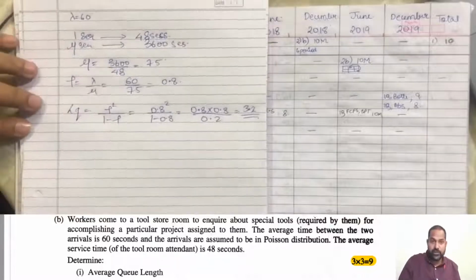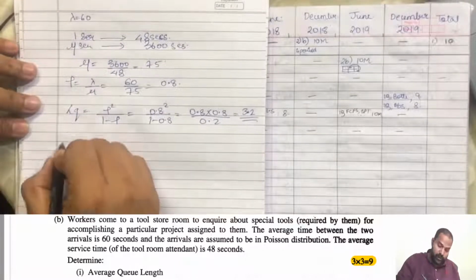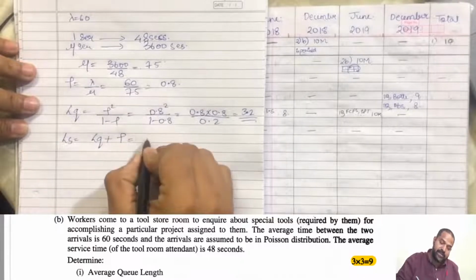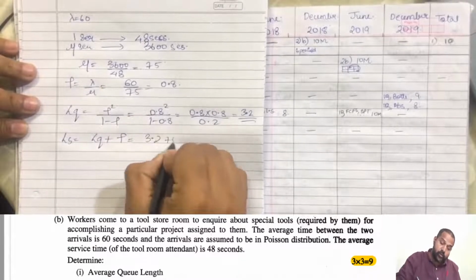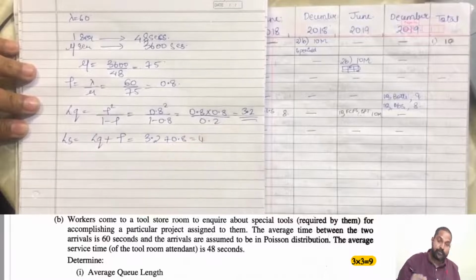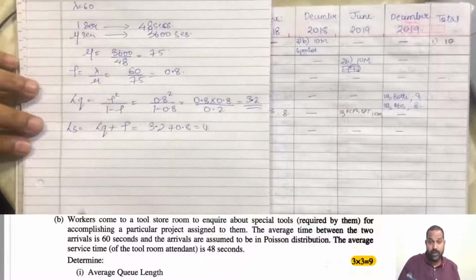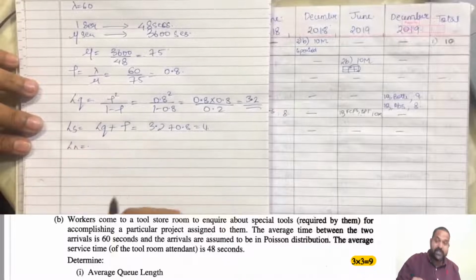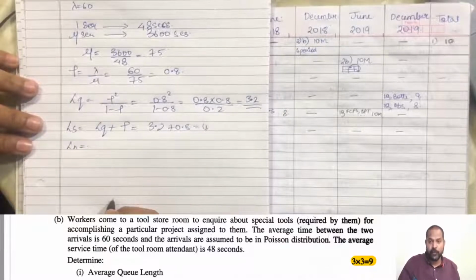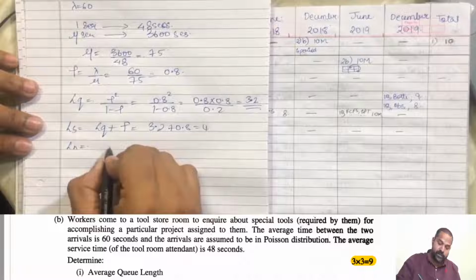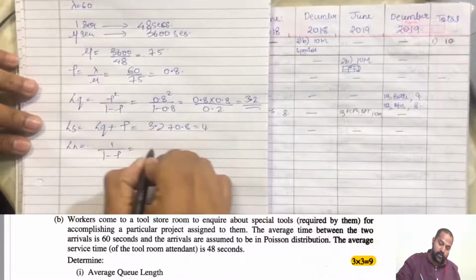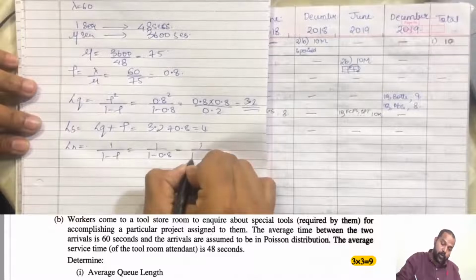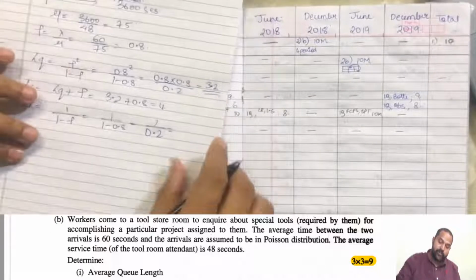So length of the queue is 3.2. Length of the system is length of the queue plus the part being served, so 3.2 plus 0.8, which is 4. And lastly, I have average length of a non-empty queue, which is 1 upon 1 minus rho, which is 1 upon 1 minus 0.8, which is 1 upon 0.2, which is basically 5.